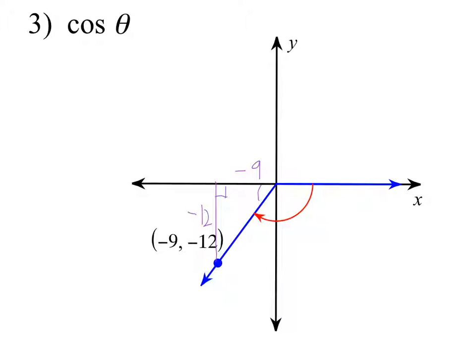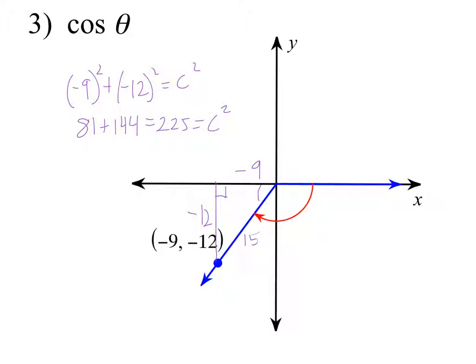I can use the Pythagorean Theorem, even though these are negative values. So that's negative 9 squared plus negative 12 squared, equal to c squared, my hypotenuse. So 81 plus 144 is 225, which is c squared, and that gives me a hypotenuse of positive 15. The hypotenuse will always be a positive value because that really is a length. The other two tell you change in position. That one is an actual length, so it remains positive.